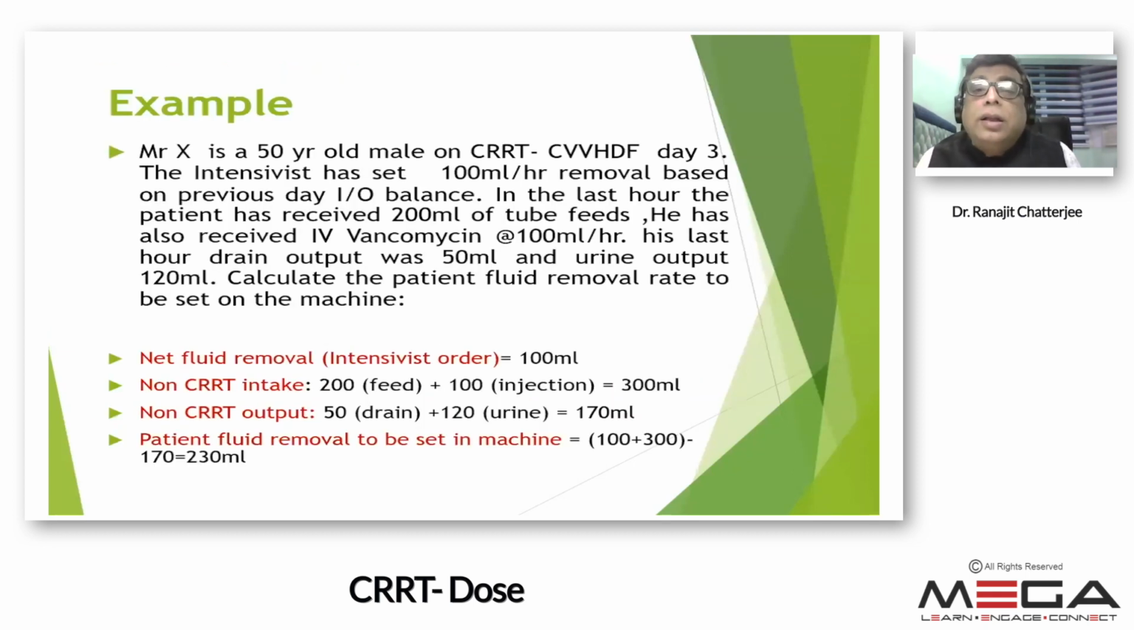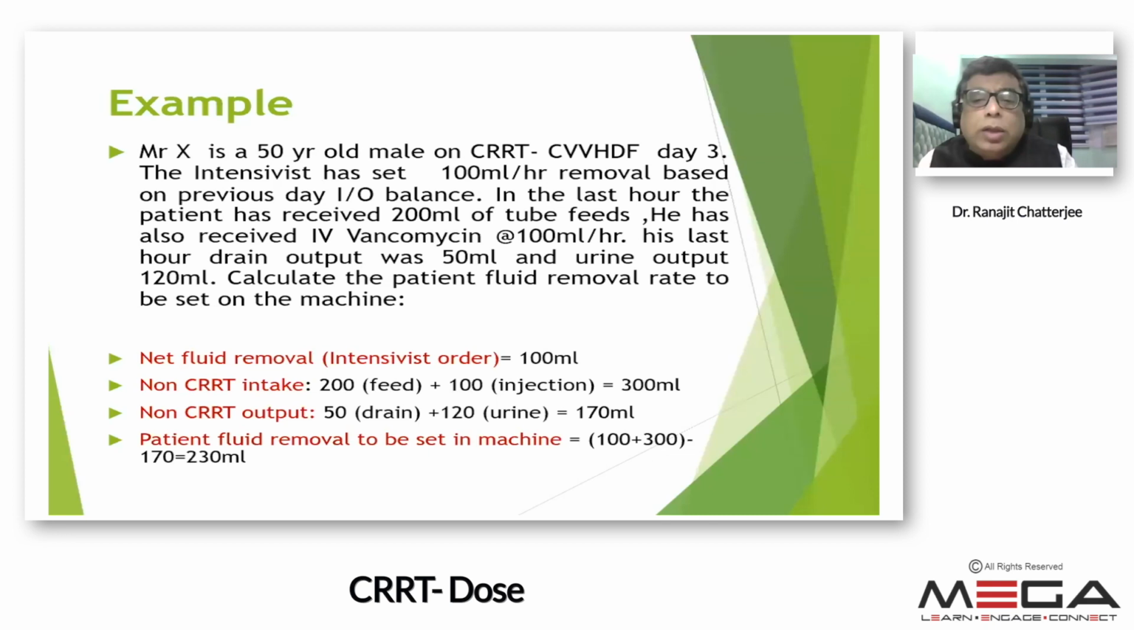Suppose a 50-year-old male is on CVVHDF day 3. The intensivist wants to remove 100 ml per hour. And in the last hour, you see the patient received 200 ml of tube feed nutrition. He has also received IV vancomycin 100 ml per hour. So totally, he has received 200 plus 100, that is 300 ml per hour. And his drain was 50 ml and urine output was 120 ml. So in that hour, he has taken out how much? 50 plus 120, that is 170 ml.